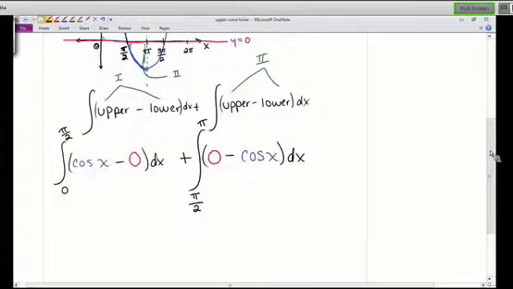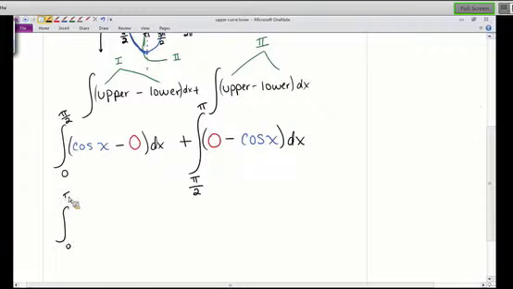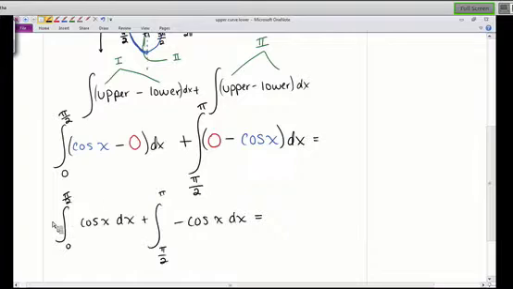All right, let's simplify. So we have the integral from 0 to pi over 2 of cosine x dx plus the integral from pi over 2 to pi of negative cosine x dx. Okay? Now let's evaluate our integral. Our antiderivative of cosine x is going to be sine x. Now I had this in brackets before, and we're evaluating sine x from 0 to pi over 2. Plus, well now, is it going to be a plus? No, it's not going to be a plus. It's actually going to be a minus.